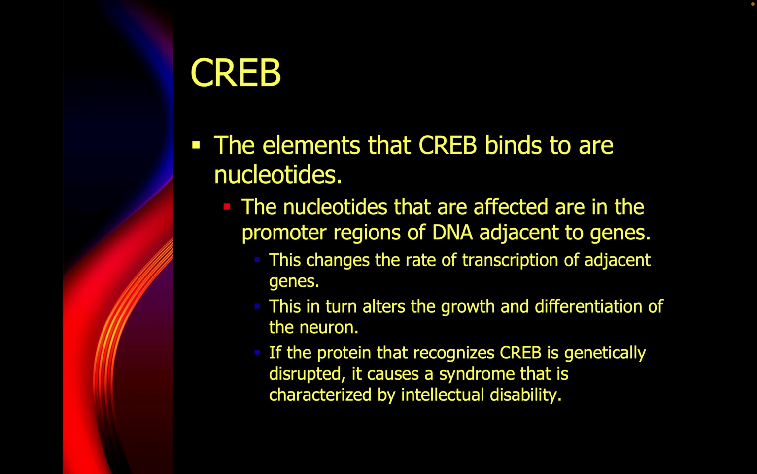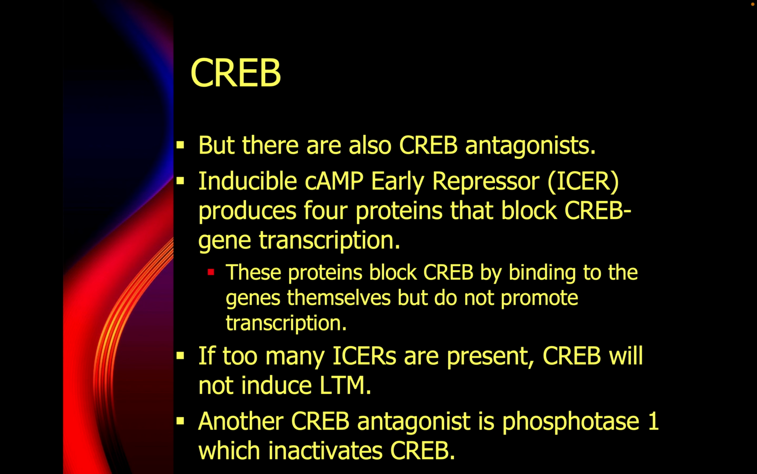If the protein that recognizes CREB is genetically disrupted, it causes a syndrome that is characterized by intellectual disability. So the more CREB that you have, the more stimulation that you get, the more likely that you'll be an intellectual giant. If CREB is genetically disrupted, then we have an intellectual disability. But there are also CREB antagonists.